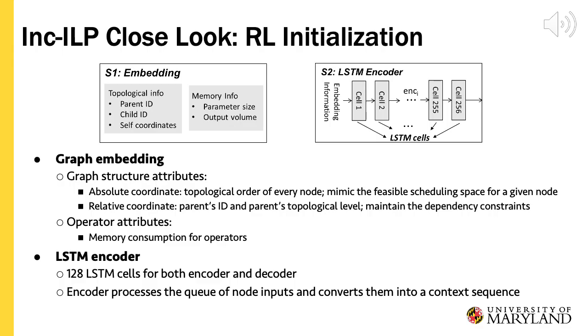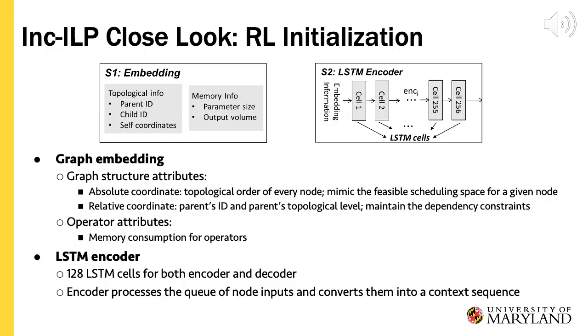Now let's have a close look at the design details of IRP for each phase. First, we have the RL-based coarse-grained scheduler. In the RL scheduler, graph embedding consists of two important attributes, graph structure attributes and operator attributes. Graph structure attributes consist of the topological order of every node and the parent topological order. Operator attributes record the information of every node, like the memory consumption. In a word, graph embedding aims to transform the node attributes and the data dependence into a vectorized representation, which is key information to build the RL model.